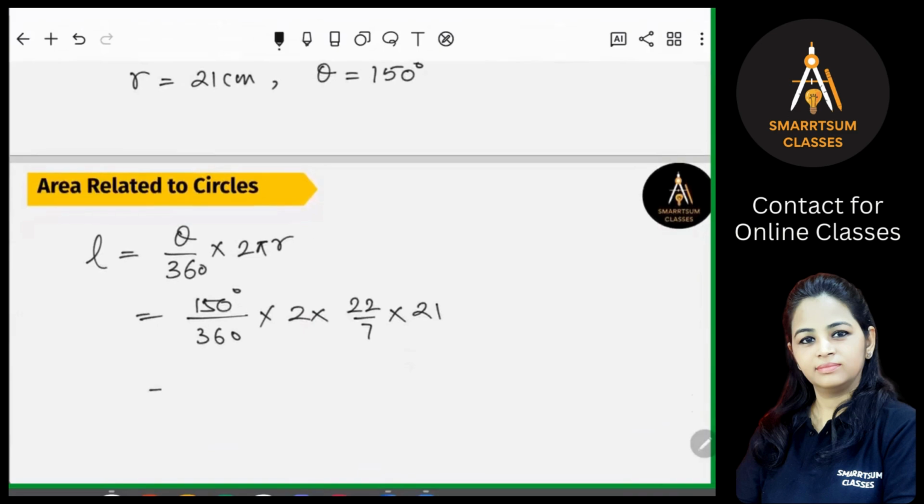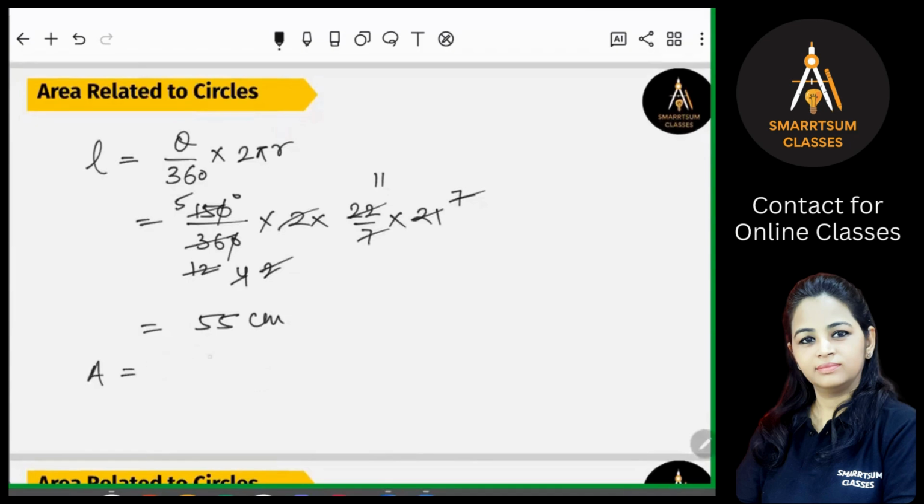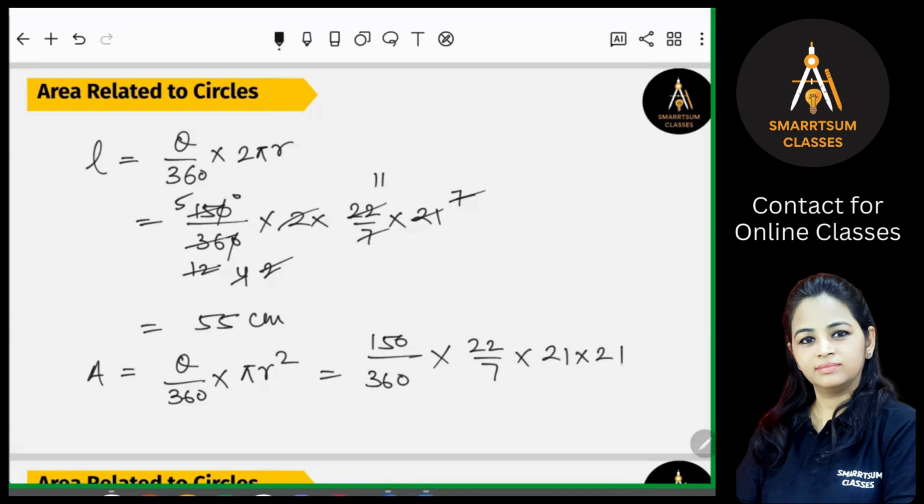Is that clear? Yes, now solve this. So we can solve this, and this will be equal to 5 into 11, 55 centimeters. So this is the length of the arc. Now you can find out area. Area of the sector is given by theta upon 360 degree into pi r square. Now put the values. Theta is 150 upon 360 into pi 22 by 7 into r square. R is 21 centimeter, 21 into 21.